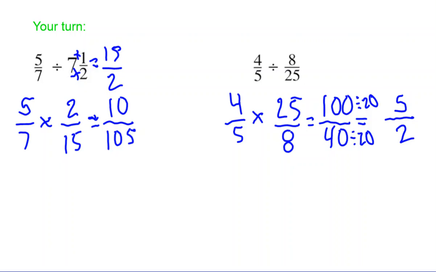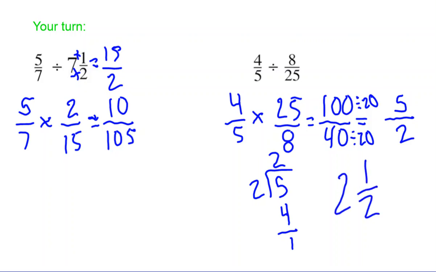Now if we need to change that into a mixed number, we do 5 divided by 2. We know 2 will go into 5 2 times. 2 times 2 is 4. That would leave us with 1. So we would have 2 and 1/2. All right, hopefully this was a good refresher for you.